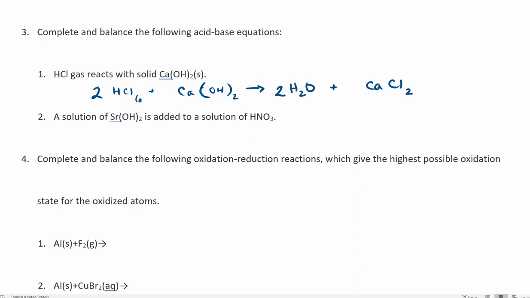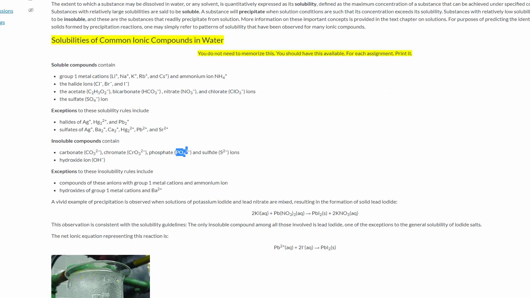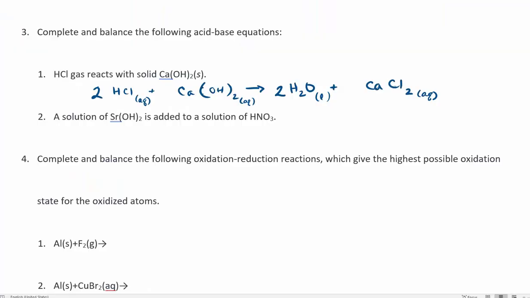To be complete, we ought to have our phases. So these will all be aqueous. Well, this water can't be aqueous. Water is a liquid, and this is an aqueous substance unless it's a solid. So let's look at our solubility rules real quick. Soluble compounds include chlorides, with exceptions among the halides. Nope, we don't have an exception there. So we do have an aqueous compound.